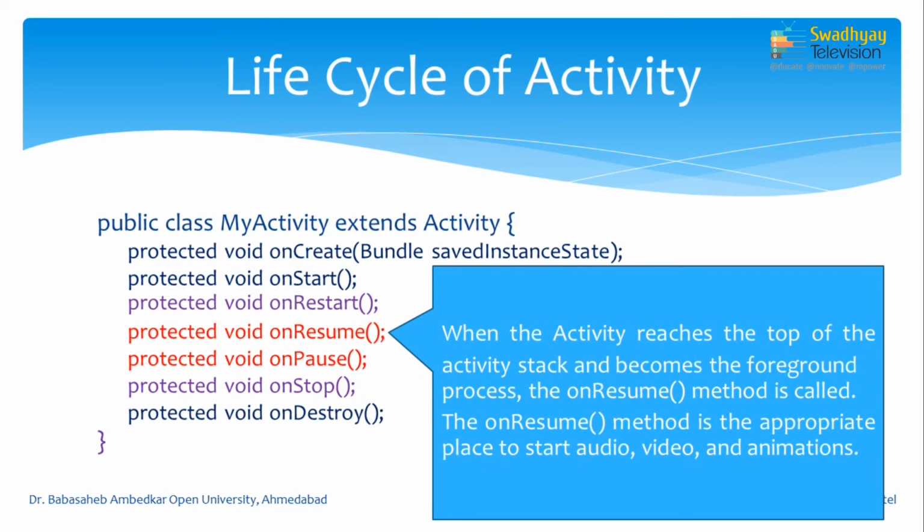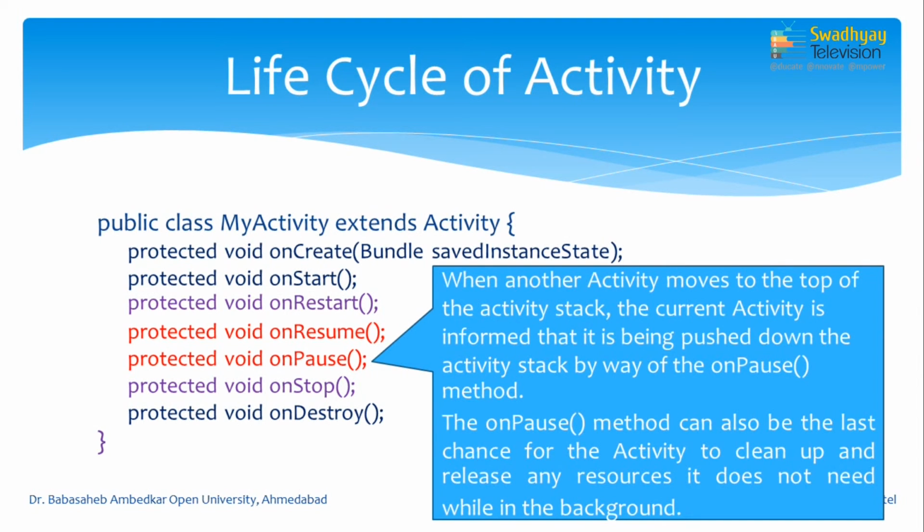Suppose your activity reaches the top of the activity stack and becomes the foreground process, then it will call the onResume method. onResume is the appropriate place to start audio, video and animation that is available in your activity. onResume is called whenever the activity comes from background to foreground, and whenever you start another activity from within an activity, that activity is paused and another activity resumes or starts.